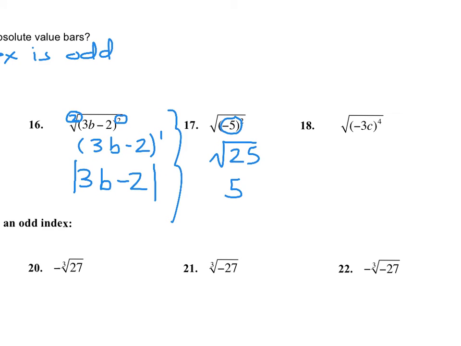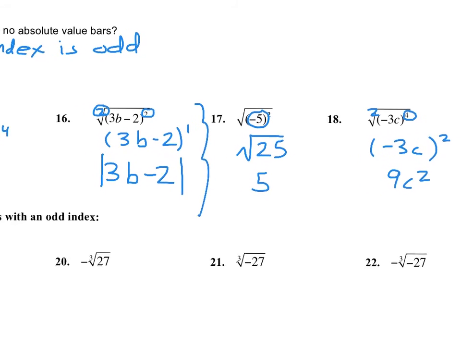So again, you can take exponents on the inside and divide them by the index. So this is going to become negative 3c squared. Simplifying that, negative 3 squared is positive 9, c squared.